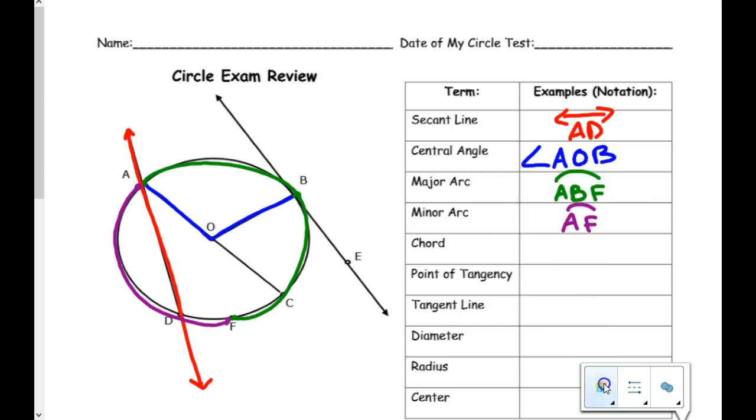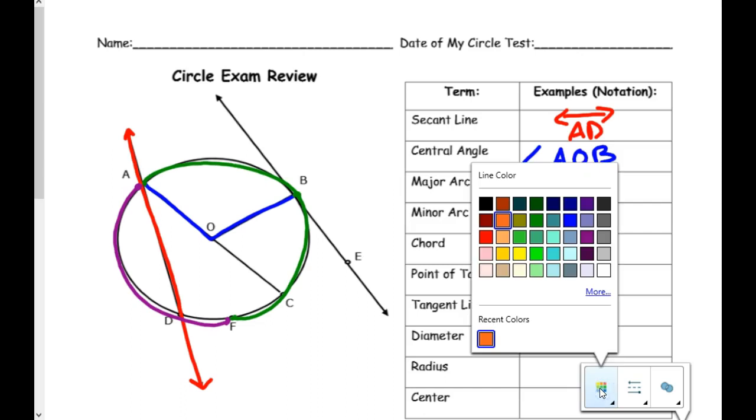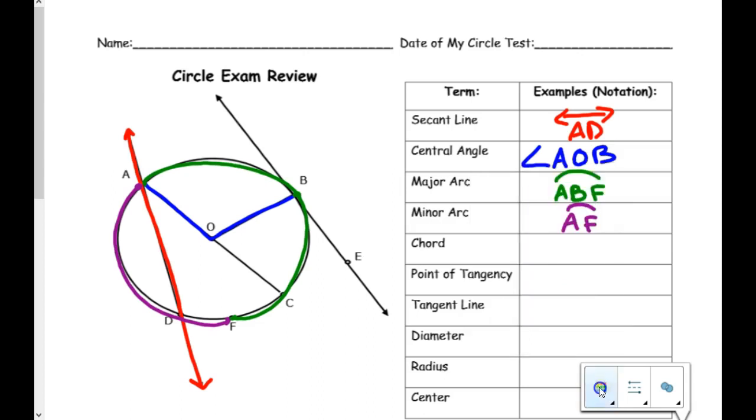we'll go with this tealish color. Alright, check it out. From A to D, stopping at those endpoints, AD, that would be a chord. Notice how on top, that's a segment. Alright, point of tangency.